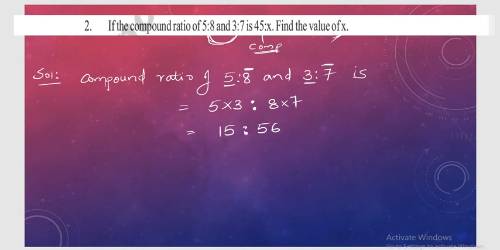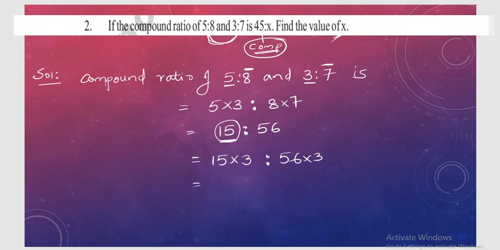Now here what is the given compound ratio? So compound ratio is in the form of 45 is to x, no? See here it is given as 45 is to x, but what is the antecedent we got here? 15. So how can you make this 15 as 45? So what I need to do? I need to multiply 3 with both the terms. So 15 into 3 is to 56 into 3.